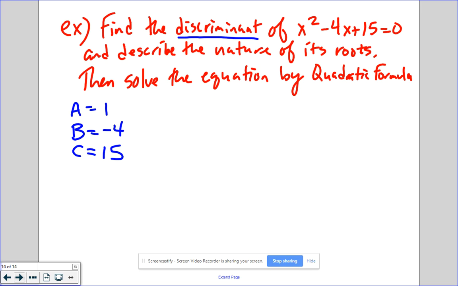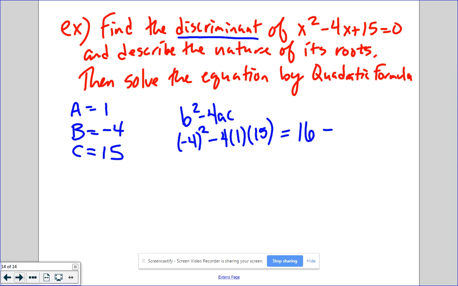What's the equation for the discriminant again? B squared minus 4ac. So I have -4 squared minus 4 times 1 times 15. Well, what is -4 squared? Positive 16. 4 times 1 times 15 is 60. 16 minus 60 is -44. So that tells me I have two complex roots.